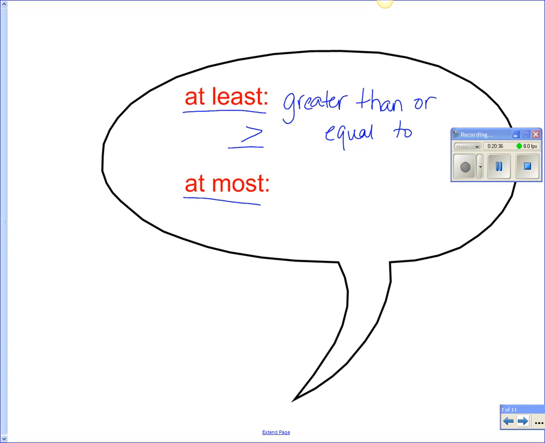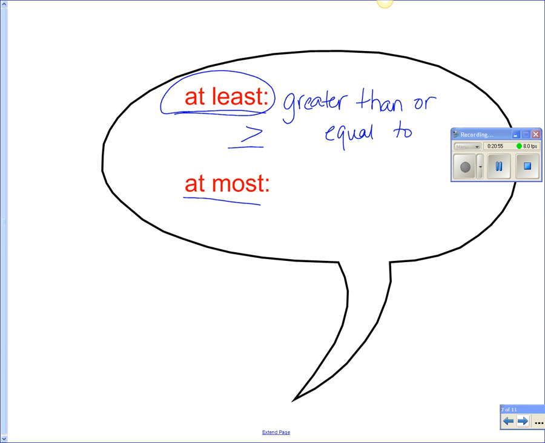So at least means I want greater than or equal to that. A lot of people see the word at least and think it has to be less than since they both start with L's, but that's not true. You need to think about what happens in the real world. If I want my mom to give me at least $30, I want her to give me greater than or equal to it. Okay?